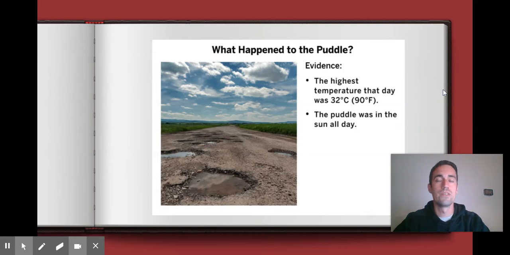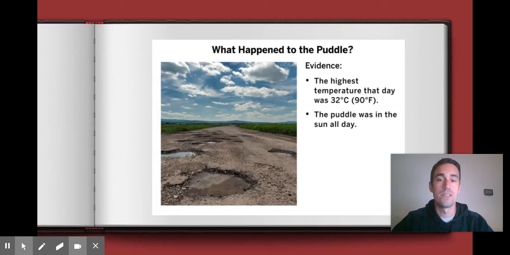So when we think about this question of what happened to the puddle, you already made your claim. Most of you probably said that the water in the puddle evaporated. That's a really good claim, but now we need to take it one step further and actually determine what evidence do we have and what supports that claim.